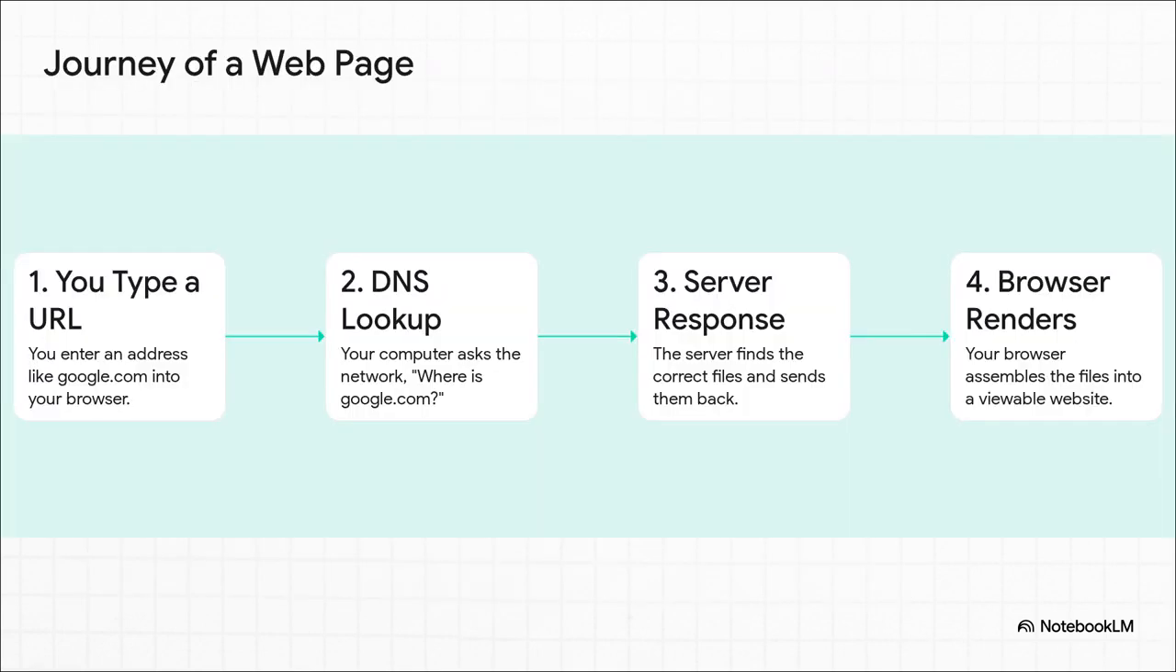Okay, so here's our roadmap for this trip. We're going to follow the 4 main stages of this journey. It all starts with you typing that URL, then something called a DNS lookup, a response from a server, and finally, your browser putting it all together.